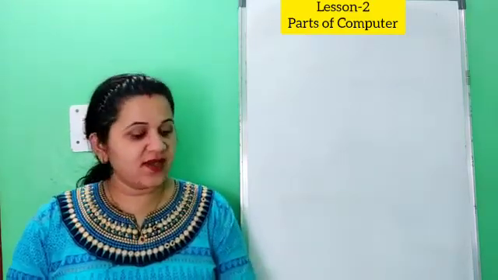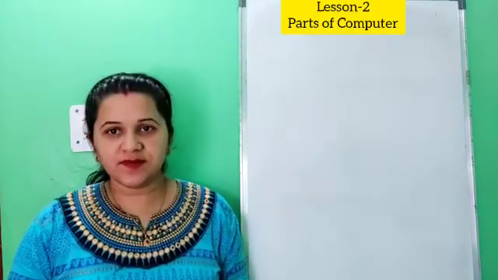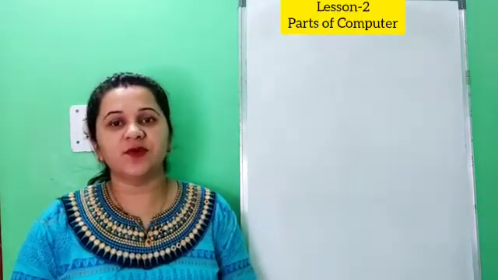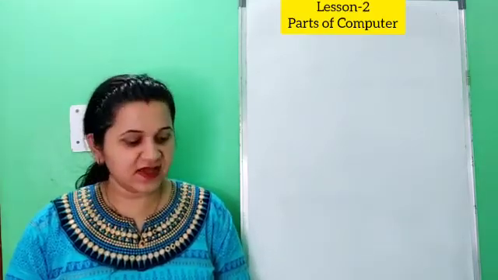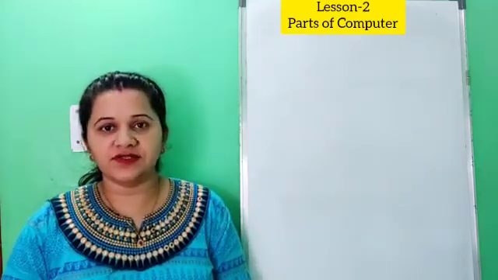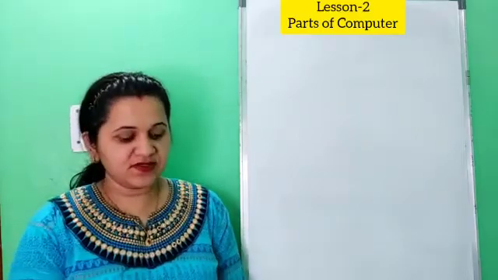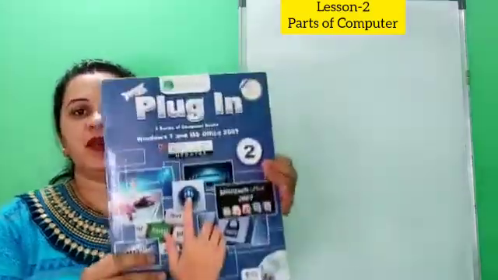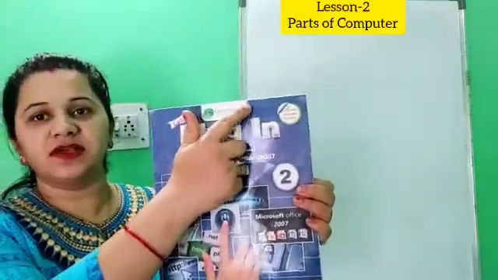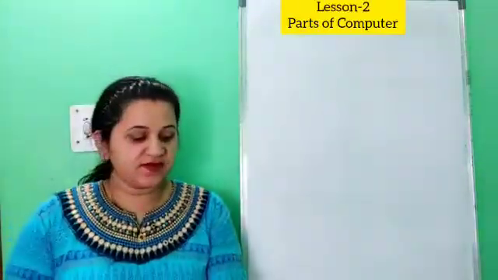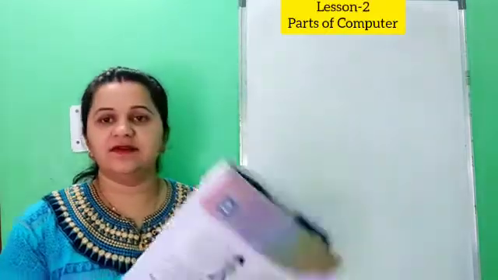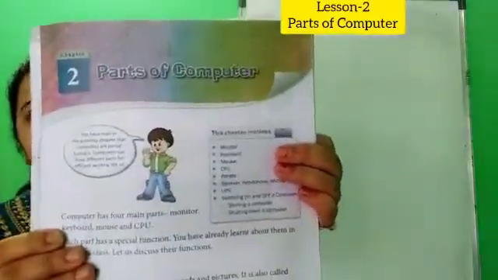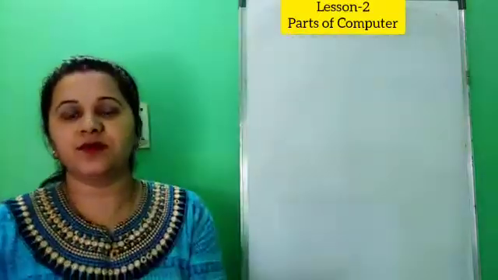So children, we have done with our first chapter. Now in this video, I'm going to start with our new chapter, that is Parts of Computer. It is our lesson number 2. See children, this is your book plug-in for class 2 and it is from Green Earth Publications. Okay, so children, open page number 11. Here comes your new chapter, Parts of Computer.